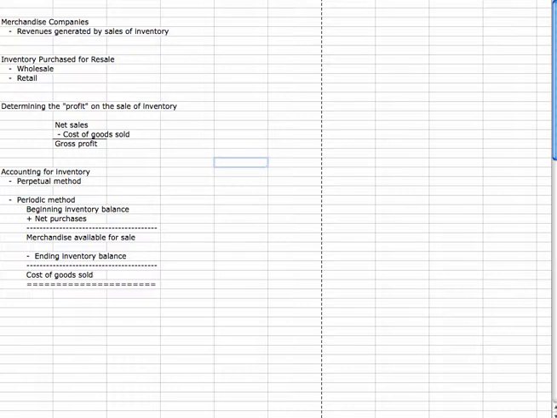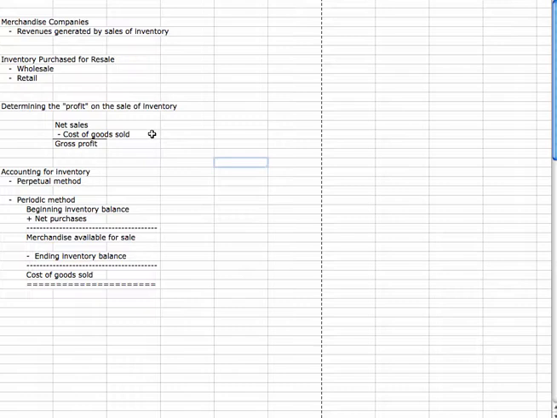So now, when we take a look at here, we could determine the profit on the sale of the inventory by comparing the net sales minus the cost of goods sold, which is the cost of the inventory that's sold to the customer, and we get this new concept called gross profit. Some textbooks will call gross profit a different term, gross margin, but essentially they're the same thing.